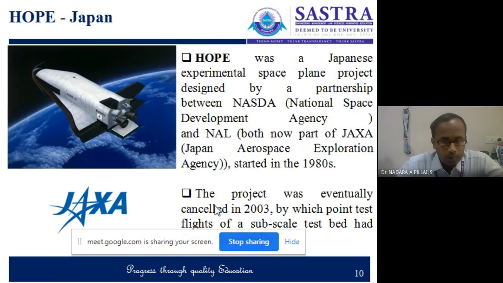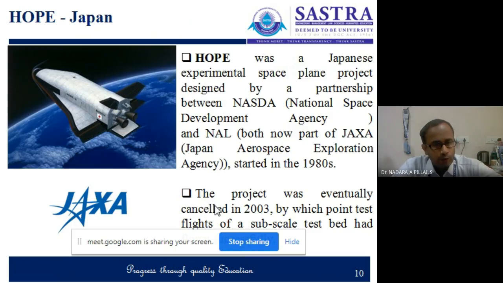Now, I will go to the next one. Hope, that is the Japanese re-entry vehicle, right? So the Japanese re-entry vehicle was designed through a partnership between the National Space Development Agency and the National Aerospace Laboratory of Japan. Later, these two organizations were clubbed into JAXA, that is Japan Aerospace Exploration Agency, right?